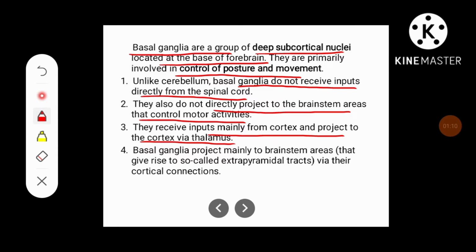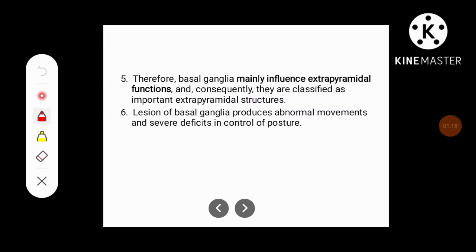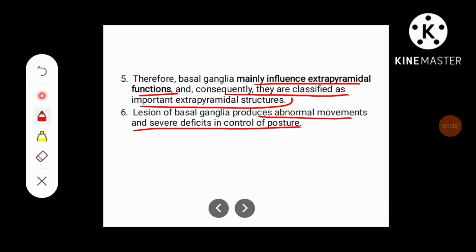Basal ganglia project mainly to brainstem areas that give rise to the so-called extrapyramidal tracts via their cortical connections. Therefore, basal ganglia mainly influence extrapyramidal functions, and consequently they are classified as important extrapyramidal structures. Lesions of basal ganglia produce abnormal movements and severe deficits in control of posture.